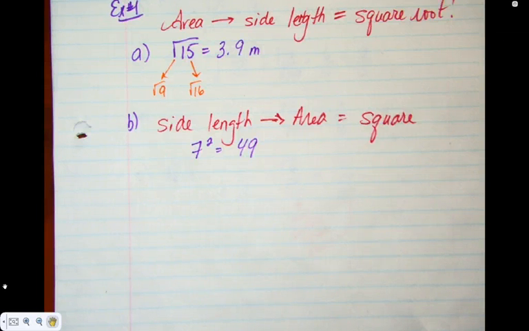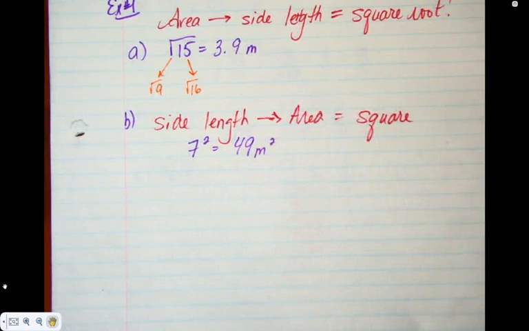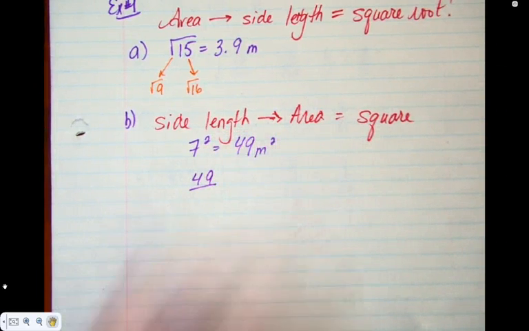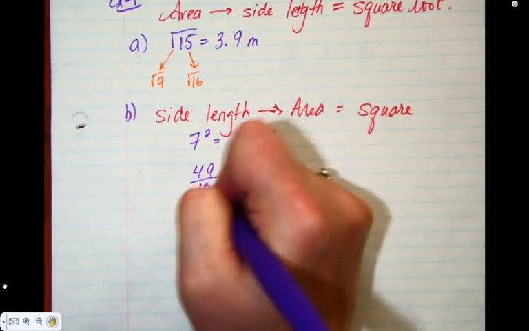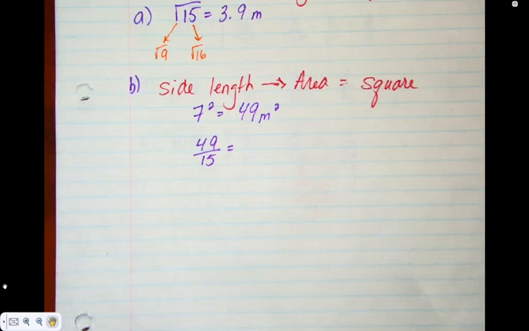Now what? How many cans? So we have 49 meters squared, forgot the units, meters squared. One can will do 15. What operation is going to figure out the number of cans? Division. So we need to do 49 divided by 15. Let's reduce. Well, let's change to improper first. Mixed first.